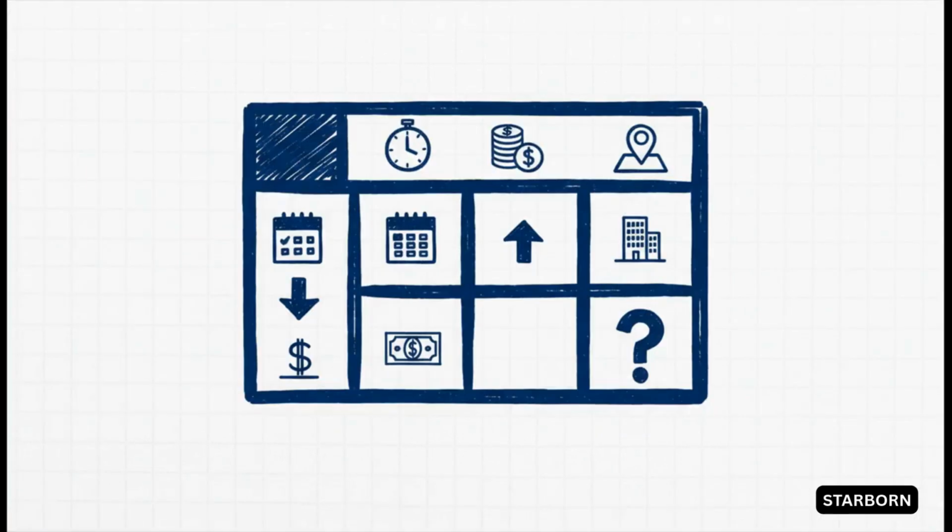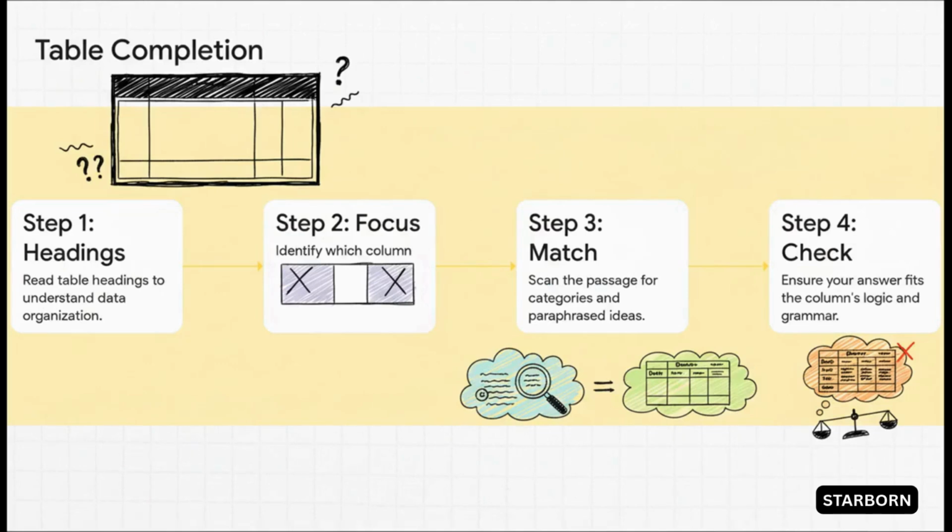All right, so that's diagrams. Now let's talk about their close cousin, the table completion. The main idea is exactly the same, but the layout's different, so we just need to tweak our approach a little. For tables, the headings are your absolute best friend. So step 1, read the column and row headings to see how everything's organized. Step 2, figure out which column actually has the blanks you need to fill. Ignore the rest for now.